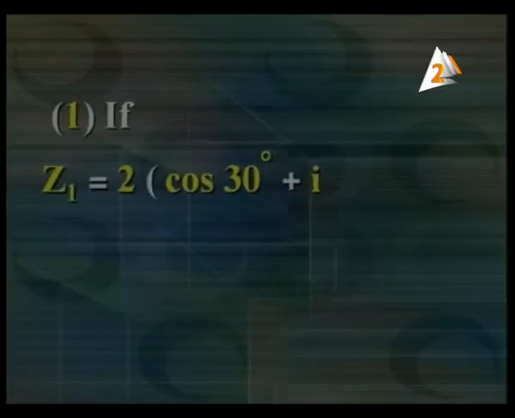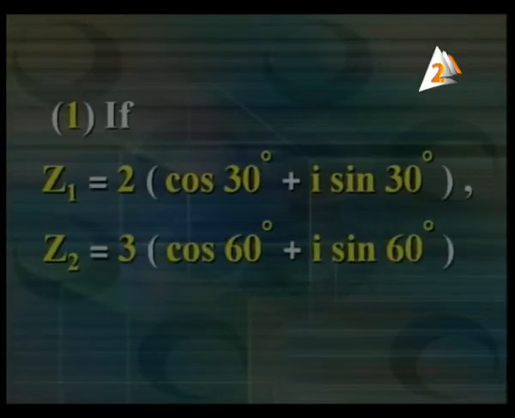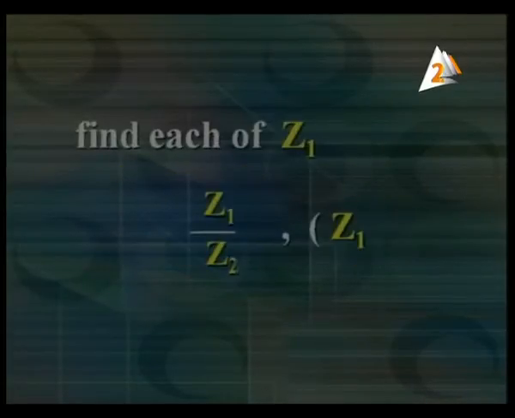Now we solve problems. Dear student, look at number 1. If z1 equals 2 cosine 30 plus i sine 30, and z2 equals 3 multiplied by cosine 60 plus i sine 60, find each of z1 times z2, z1 over z2, and z1 to the power 5.